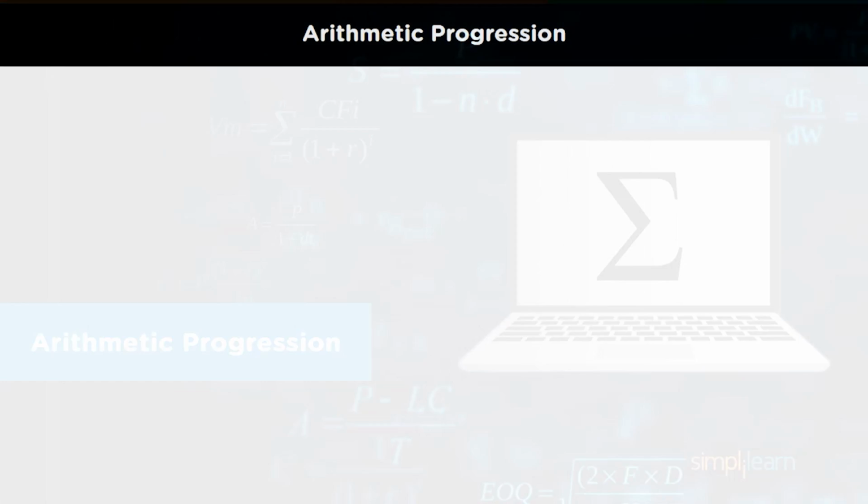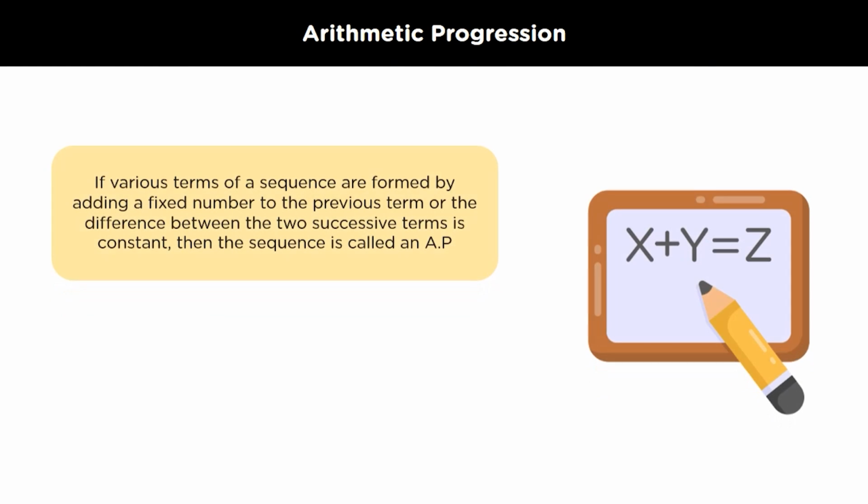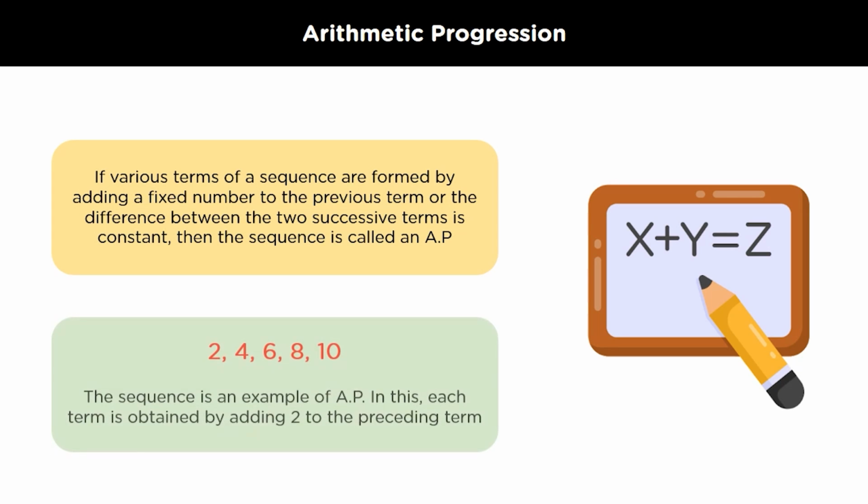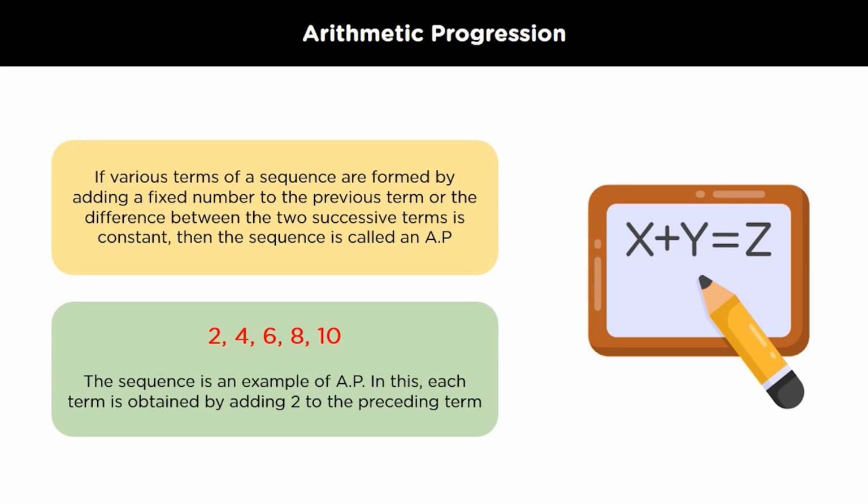Arithmetic progression. Arithmetic progression is a sequence in which the difference between one term and the next term is constant. The difference is called the common difference and is denoted by d. Look at this series. As you can see, these are all even numbers. But did you know this is also an arithmetic progression? See the difference between two adjacent numbers. For every instance, the difference is 2, which is called the common difference. Therefore, this is an arithmetic progression.